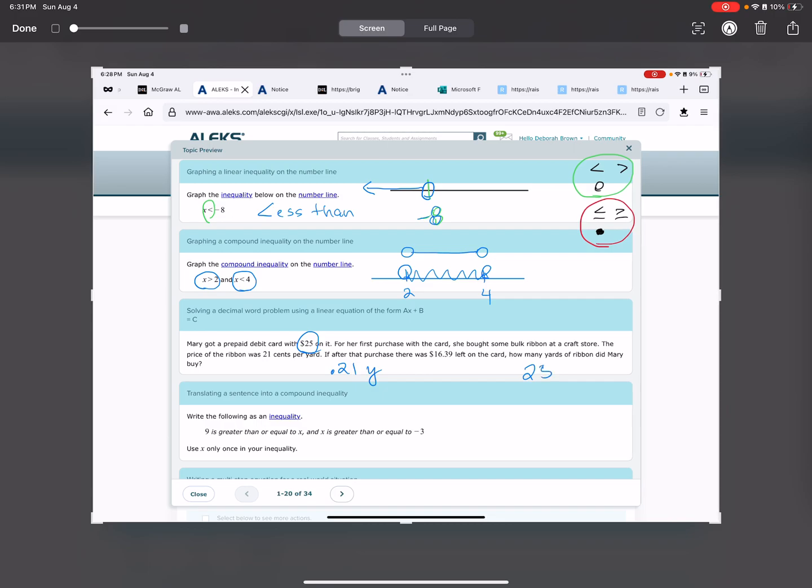So $25 minus $16.39. So let's see how much she spent first. So she spent, and we're going to borrow here. 1, borrow, 1. And we have 9 minus 3 is 6. I'm saying it backwards, sorry. And this is 14 minus 6 is 8. So she spent $8.61. All right, so if she spent $8.61, then you're going to have 21 cents a yard. And it says how many yards did she buy? So 21 cents a yard equals 8.61. All right, so I divide by 21 cents. And it's going to be 8.61 divided by 21.